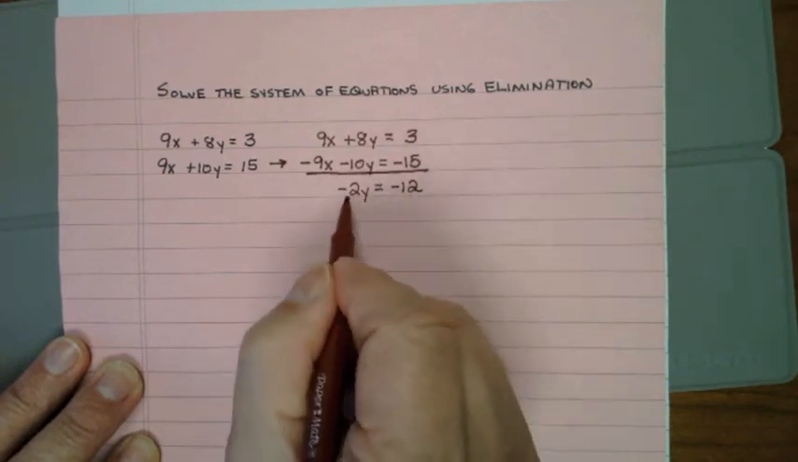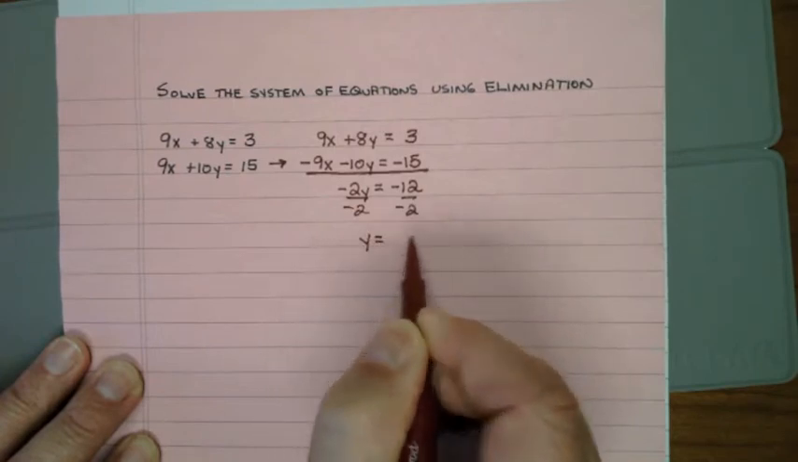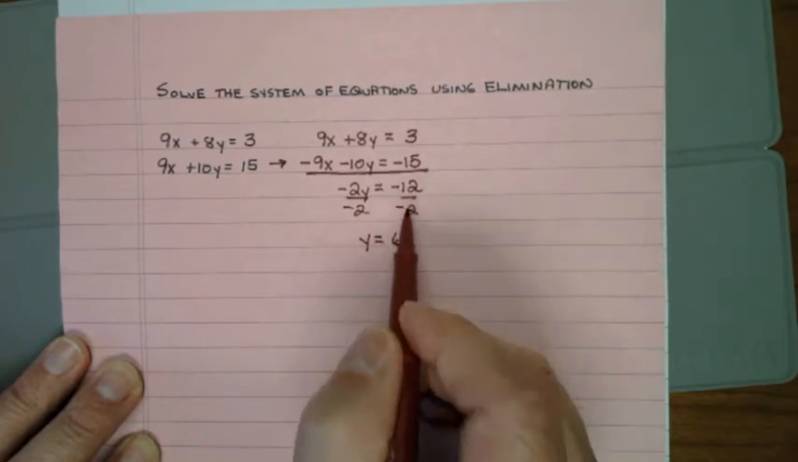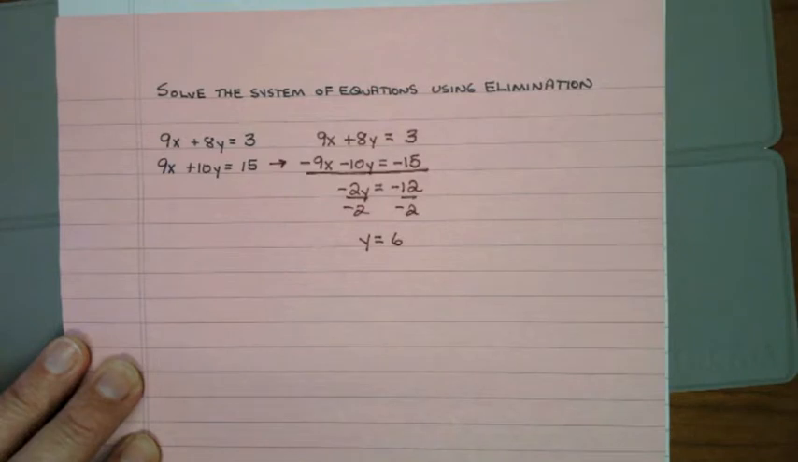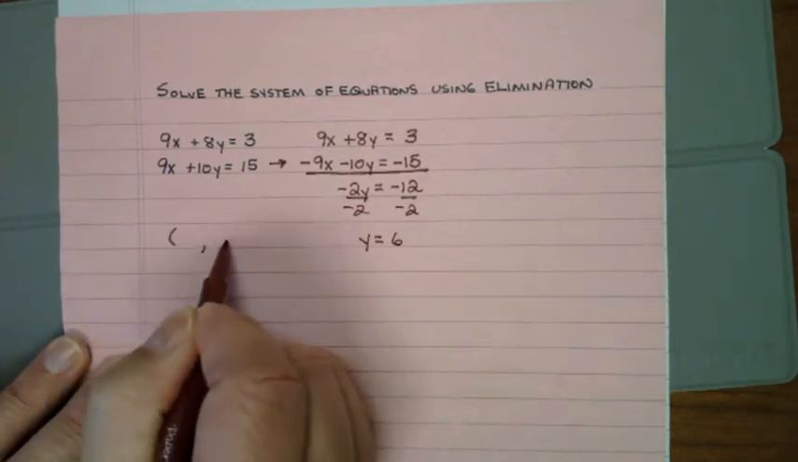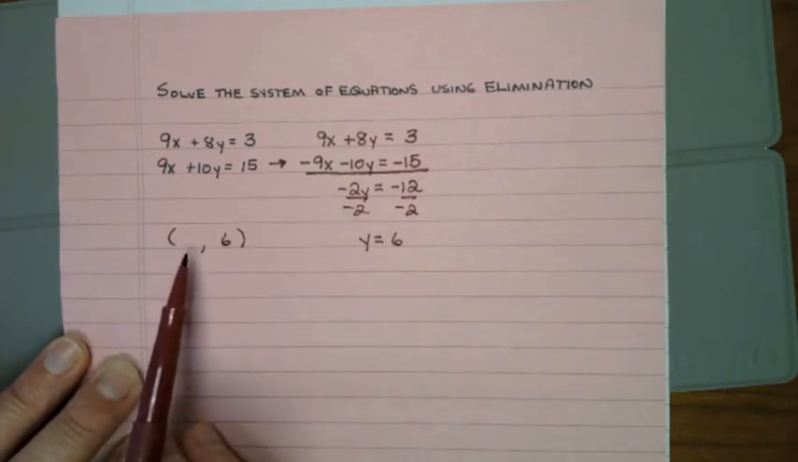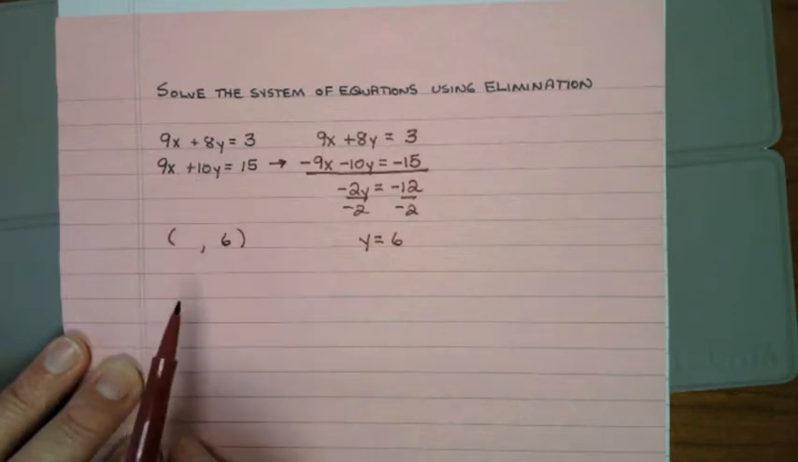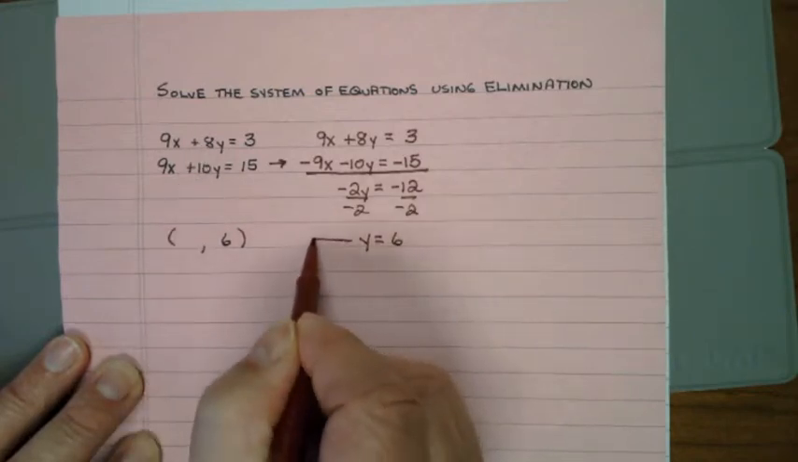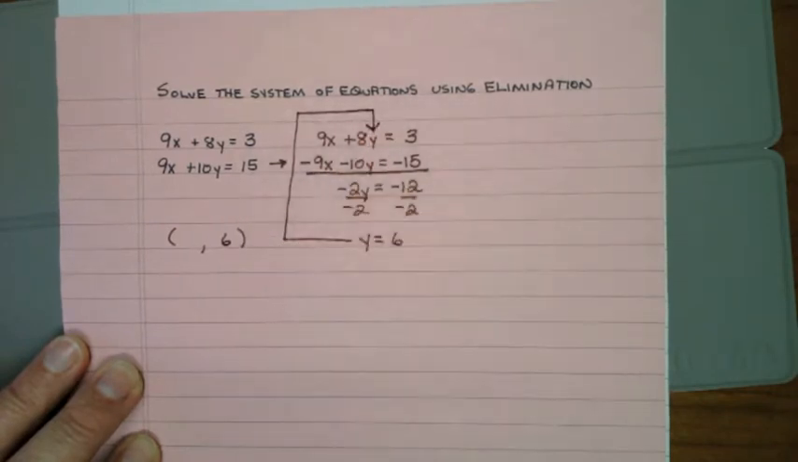I need to divide both sides by negative 2. My y coordinate is going to be 6. A negative divided by a negative is a positive. So, as far as my answer goes, I have the y coordinate for my answer. I need to now find the x coordinate for the point where these two lines intersect. What I'm going to do is I'm simply going to take this and plug it into this equation right here.